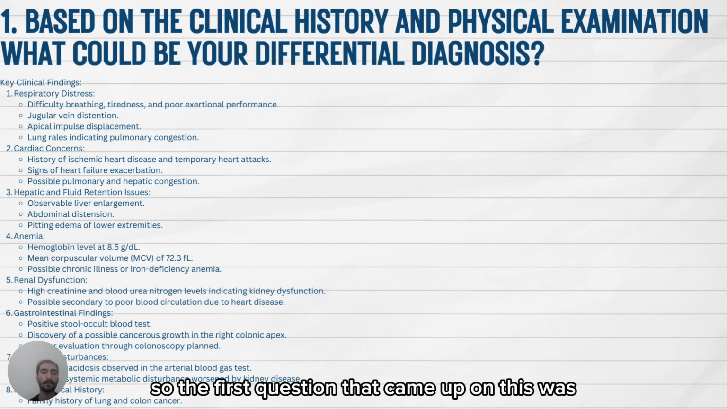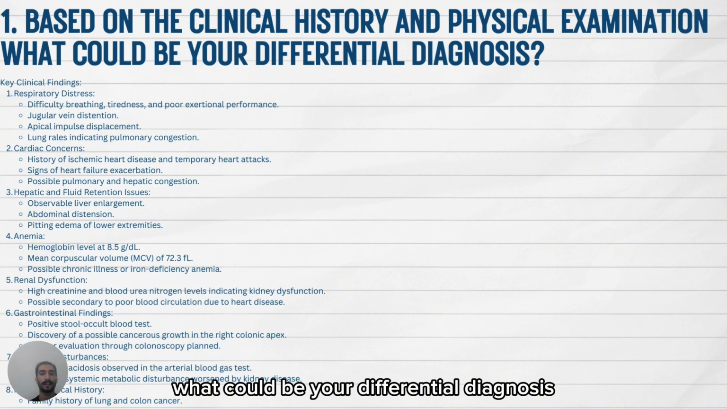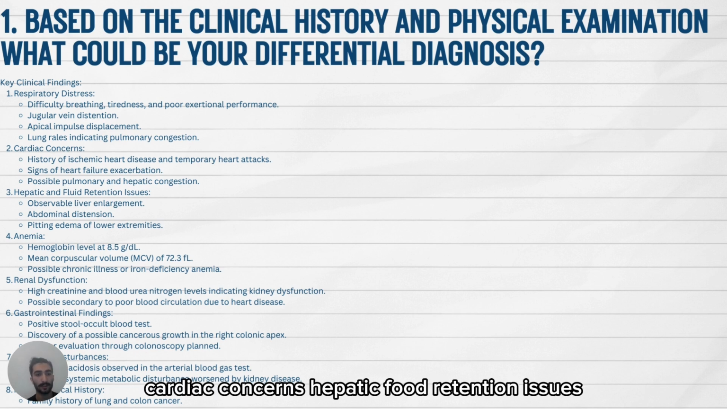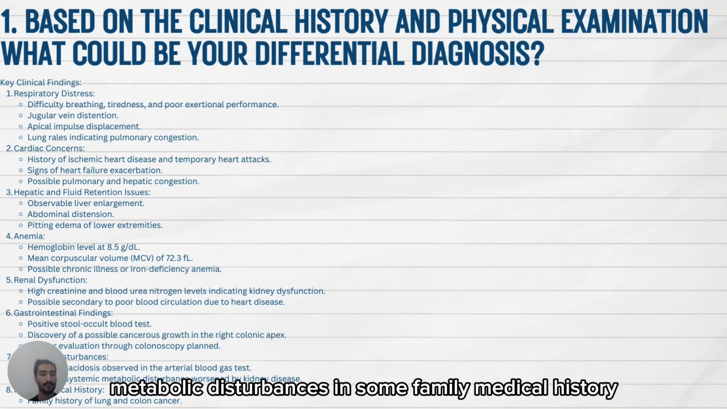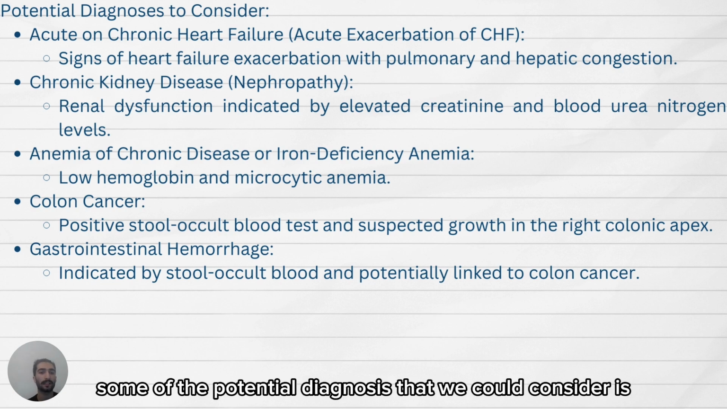So, the first question that came up on this was, based on the clinical history and physical examination, what could be your differential diagnosis? So, first thing, let's address some of the clinical findings that we found in the patient. Some are respiratory distress, cardiac concerns, hepatic fluid retention issues, arrhythmia, renal dysfunction, gastrointestinal findings, metabolic disturbances, and some family medical history.